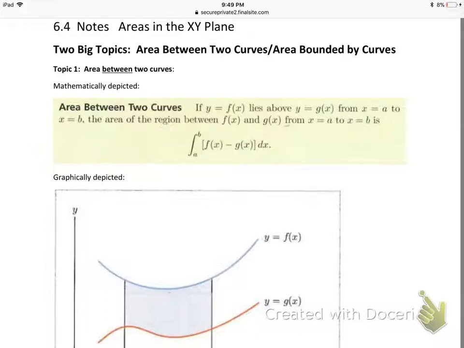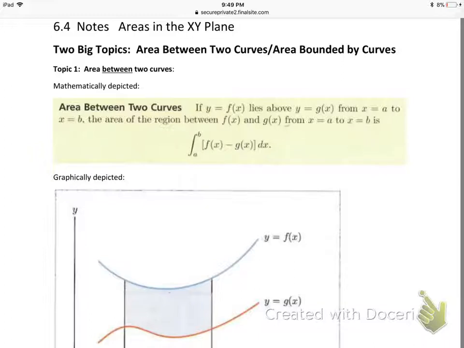Okay, topic 1 is the area between two curves, and mathematically depicted, we can say in this little yellow box, if y is f of x and it lies above y equals g of x, from x equals a to x equals b, the area of the region between f of x and g of x from x equals a to x equals b can be represented as this integration problem below.